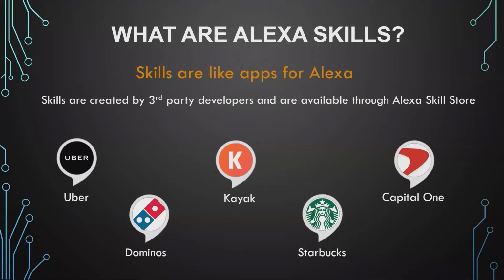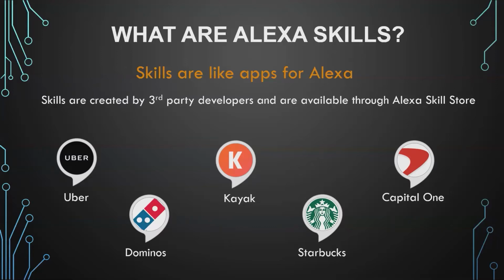So what are Alexa skills? Think of Alexa skills as apps on your phone. When you buy a new phone, it comes with core apps already installed like Maps, Calculator, Clock, etc. In the same way, Alexa has a set of core capabilities such as playing music, answering questions, and providing weather forecasts.